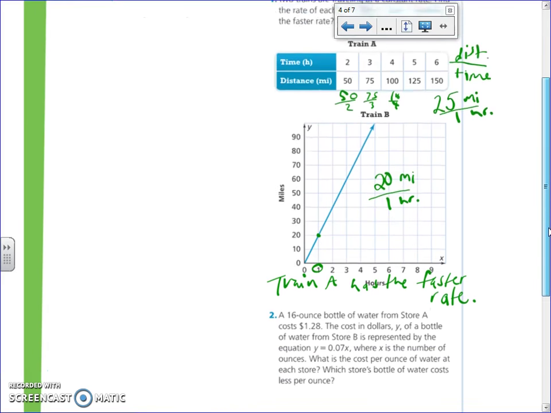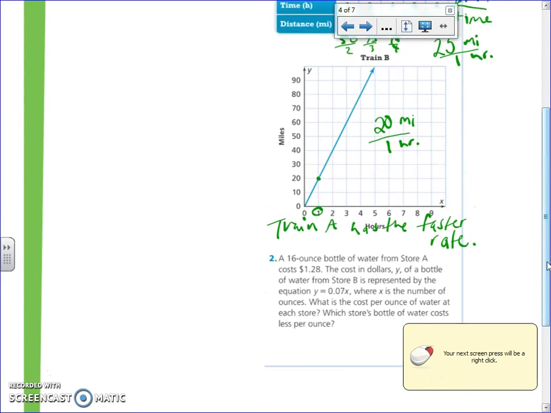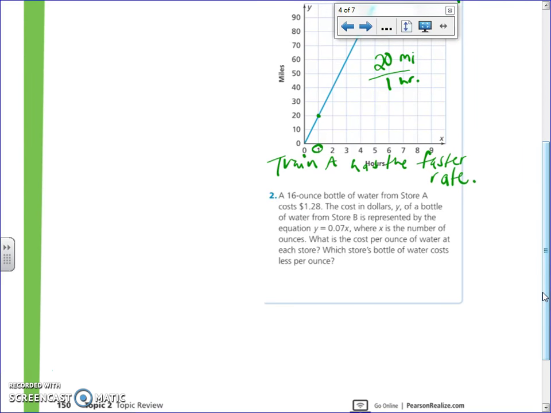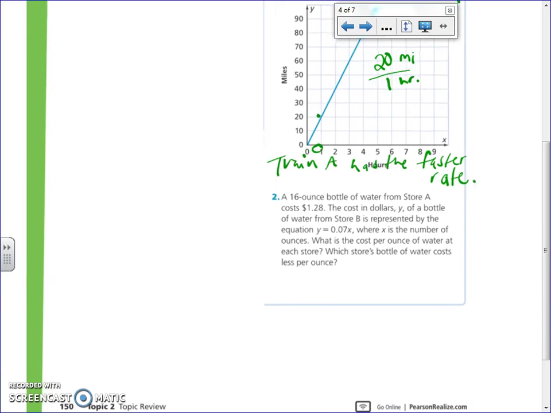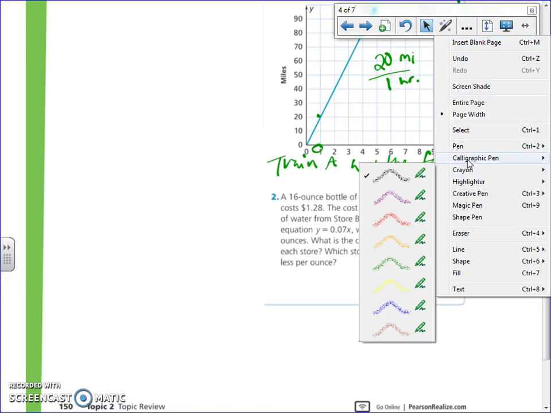Okay, moving on to number 2. A 16-ounce bottle of water from store A costs $1.28. The cost in dollars y of a bottle of water from store B is represented by the equation y equals 0.07x, where x is the number of ounces. What is the cost per ounce of water at each store? So we're looking for the cost per ounce. So I'm going to be taking my numbers here and making them into unit rates.